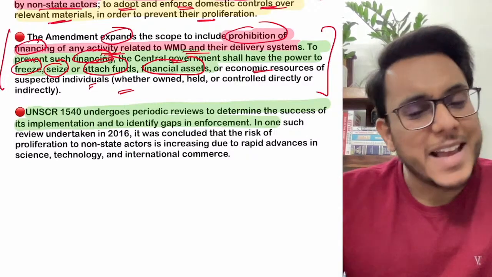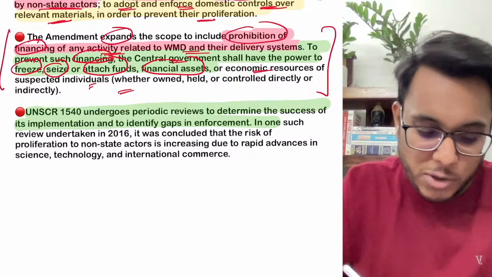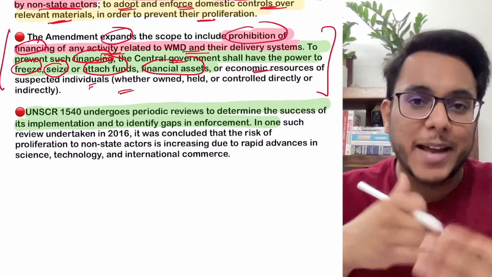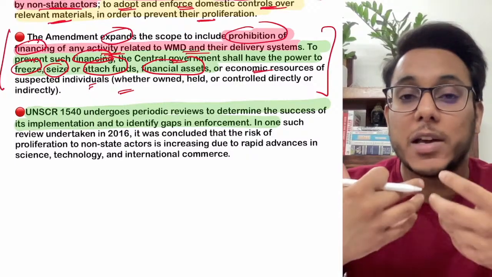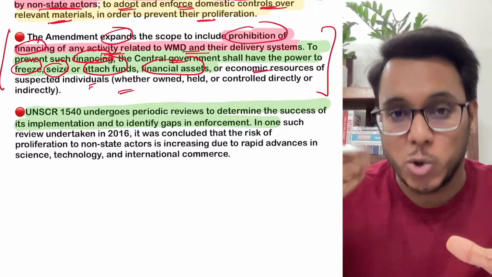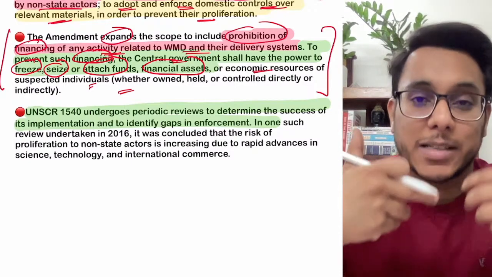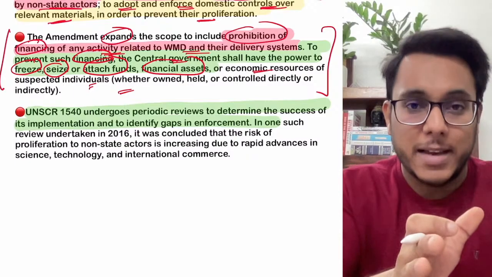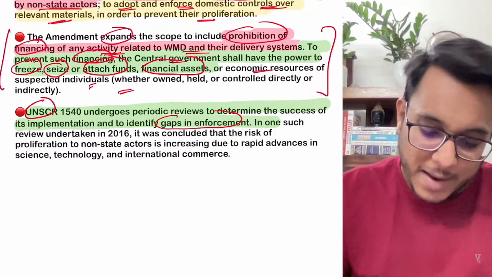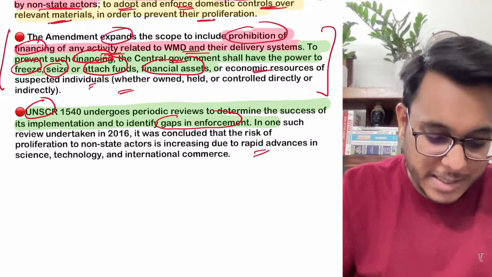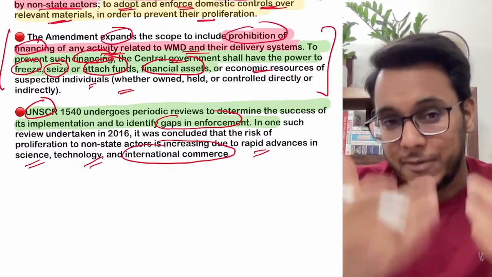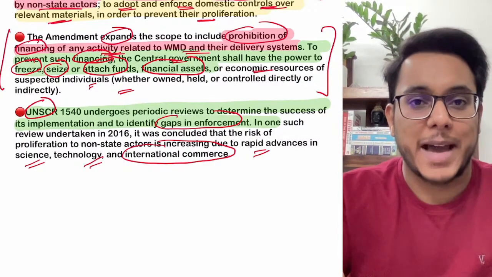Now guys, why has the need for this particular thing come? It is because whatever UNSC resolutions have been passed, from time to time their periodic inspection and review happens, and it is seen whether the countries are implementing it, whether certain loopholes have come, whether we need to add something more. Under this periodic inspection and review of the UNSC resolution, it was found that there are certain gaps in the enforcement. There has been rapid advancement in science, technology and international commerce, and now they are availing financing with much ease. Many such mechanisms have emerged.